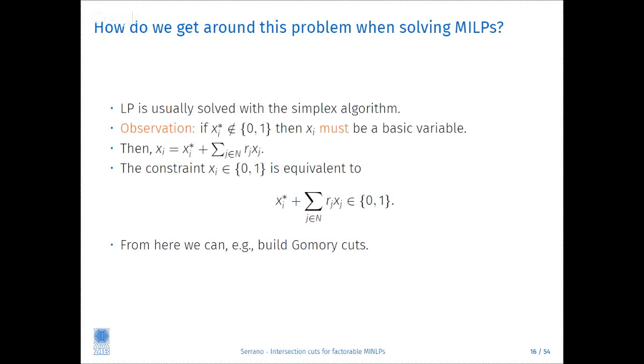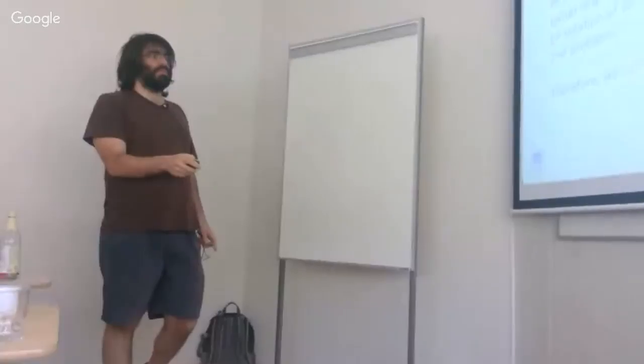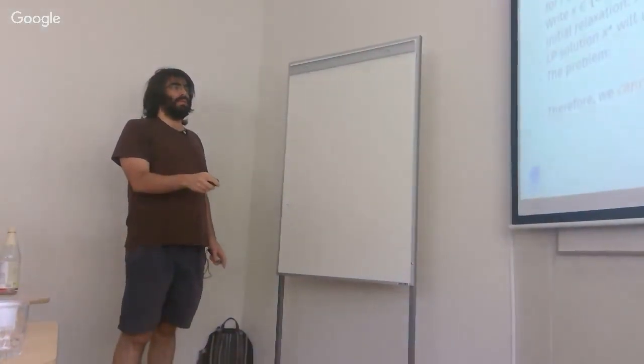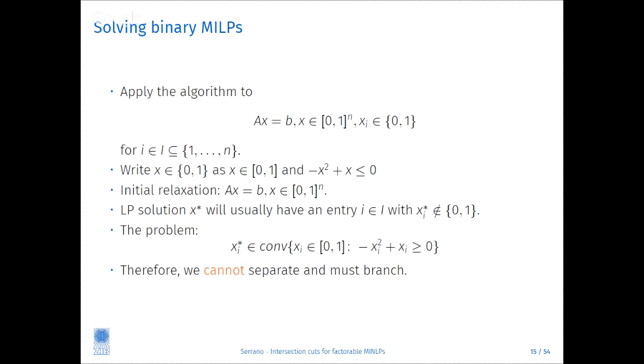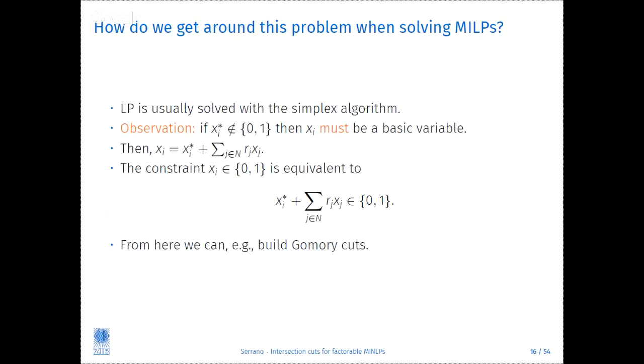Remember also that the non-basic variables are non-negative. So while here we were separating the point where the variable is xi star, here we are separating the point 0, when the non-basic variables are 0. This is the point that we're separating here.